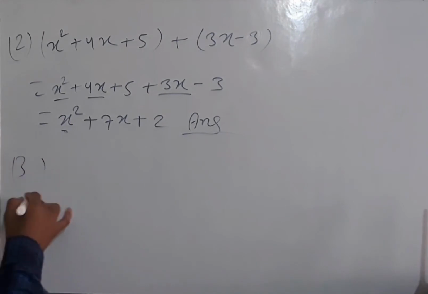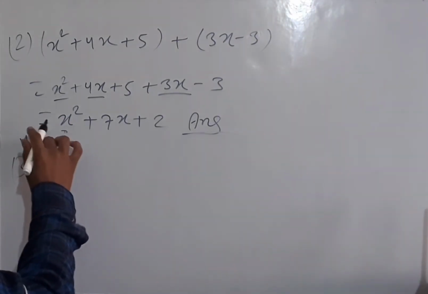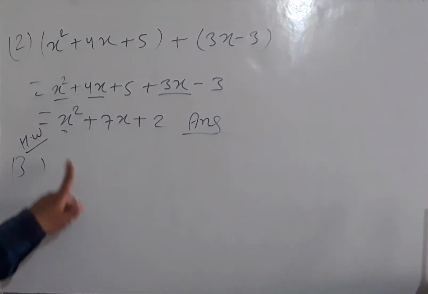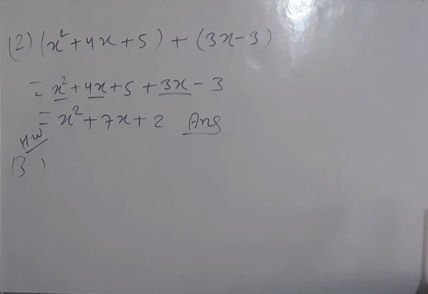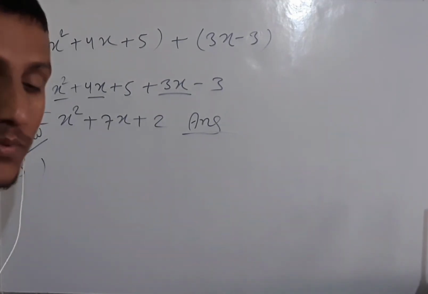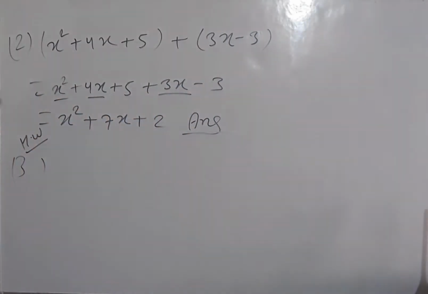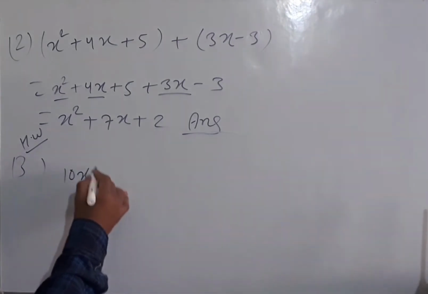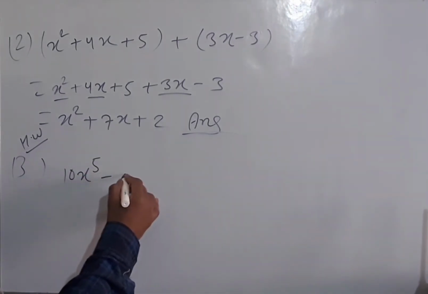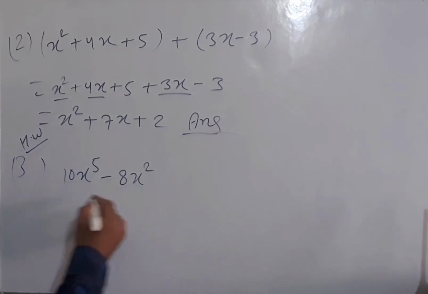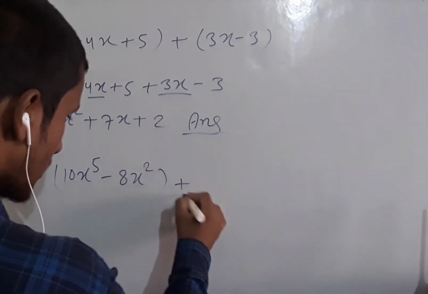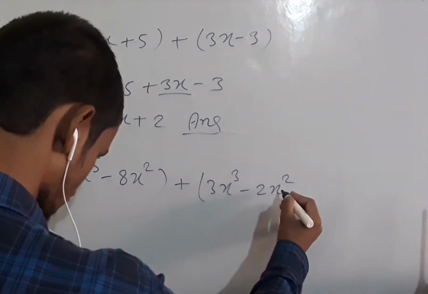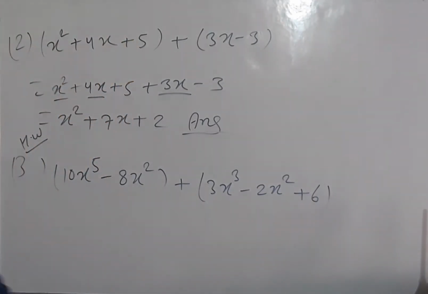Let's give you a homework. You have to do this on your own. If you are not able to do this and want to look at its solution, then the solution is provided on my website. The link is in the description box. You can check it out. So the problem is 8x fifth, 8x squared plus 3x cubed minus 2x squared plus 6. So that's the homework.